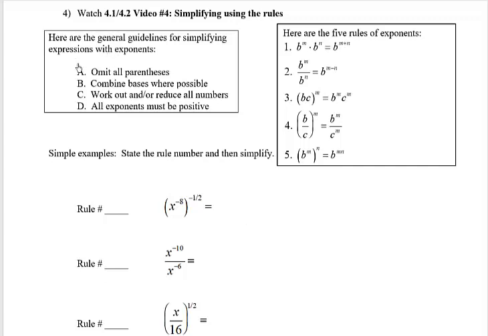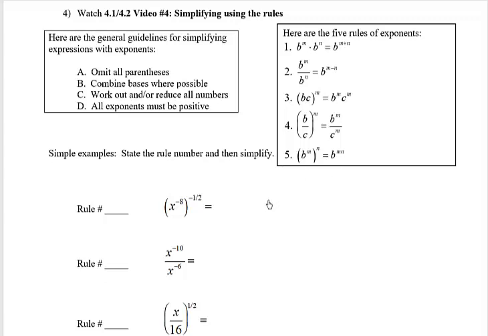Here are some guidelines that we'll be following. We're always going to get rid of parentheses. We're going to combine bases where we can. We're going to work numbers out as far as we possibly can. And we never leave a negative exponent in the answer. The answer only has positive exponents. I've put the rules over here as a reminder.